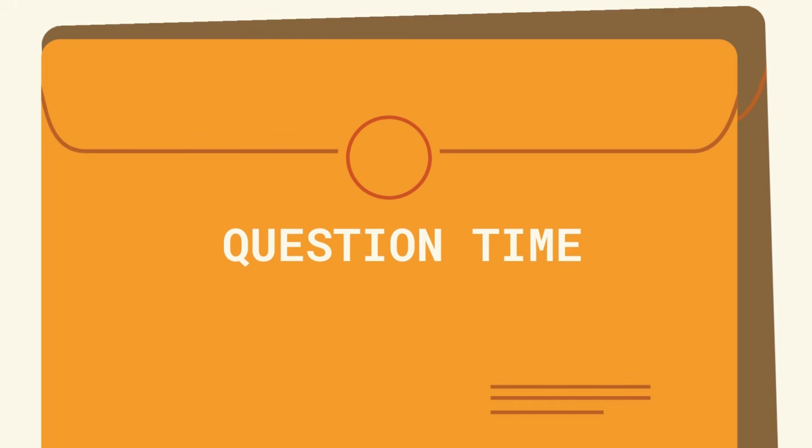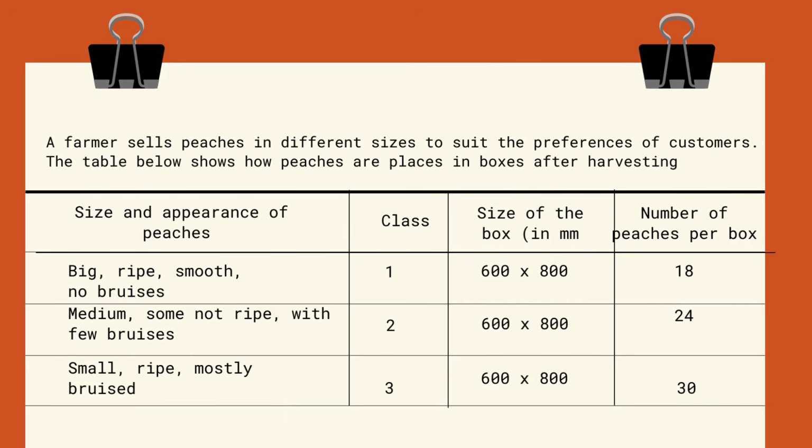So yes, that's it for this lesson. Now I want us to look at a few possible questions, or questions from the past question paper, that you can be asked in relation to this topic. So now let's look at this. A farmer sells peaches. So this is the statement that you are given. A farmer sells peaches in different sizes to suit the preferences of customers. The table below shows how peaches are placed in boxes after harvesting.